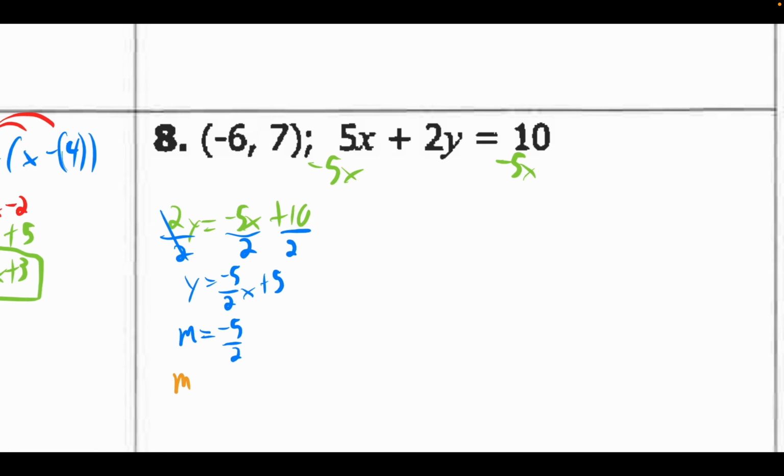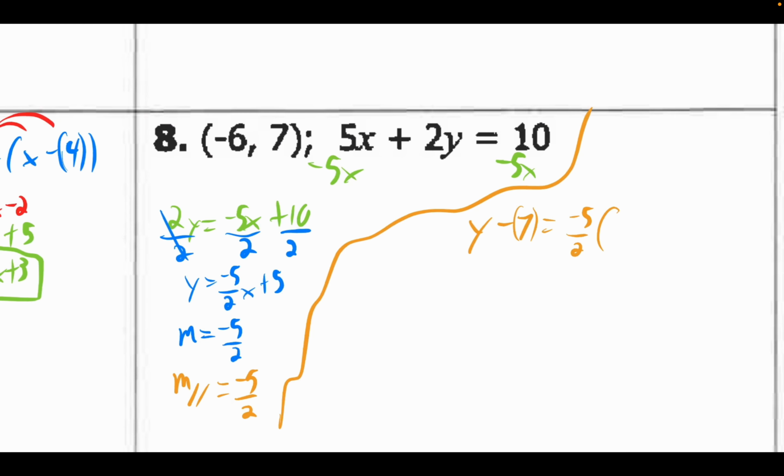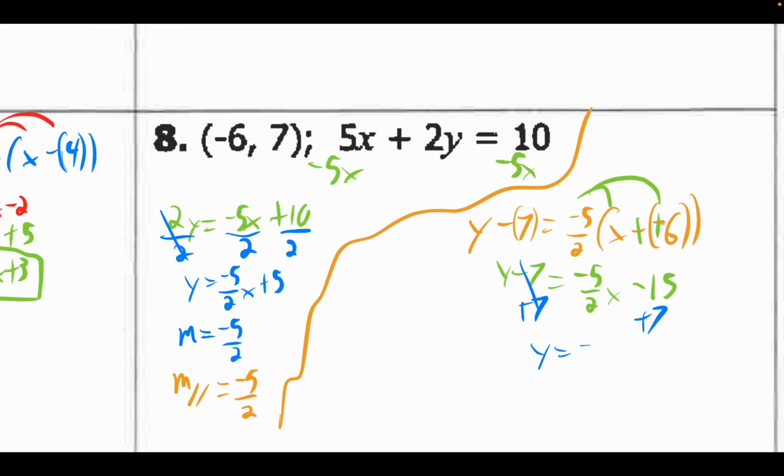Knowing that the slopes of parallel lines are the same, the slope of my parallel line will be negative 5/2 as well. Plugging this in, I get y minus 7 is equal to negative 5 over 2 times x minus a negative 6. So I get two positives there, and I distribute my negative 5 halves, and I get y minus 7 equals negative 5 halves x minus 15. And then I go ahead and add 7 here, and I get y equals negative 5 halves x minus 8.